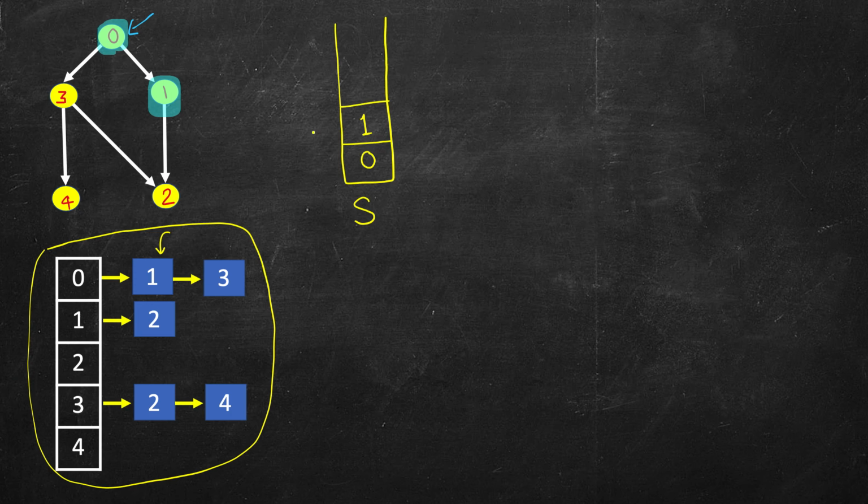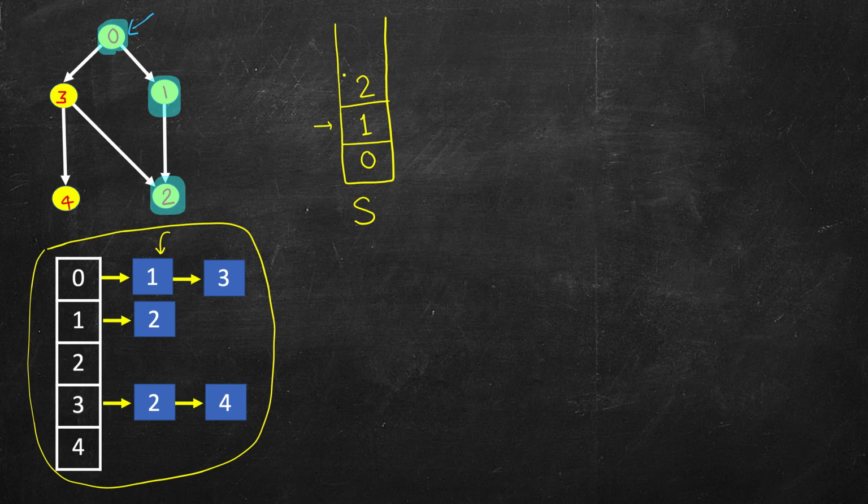Now what is at the top of the stack? This 1. So you look at its unvisited neighbors. So its neighbor is 2 only. There is only one neighbor, 2. You can also see here. And it's unvisited. So you insert it into the stack and also mark it as visited.